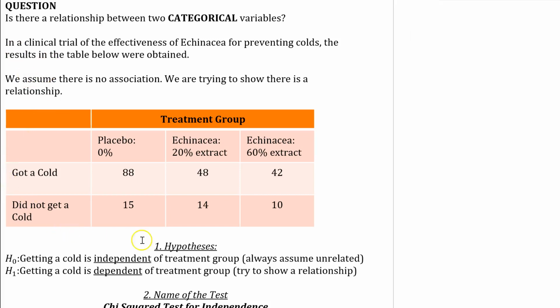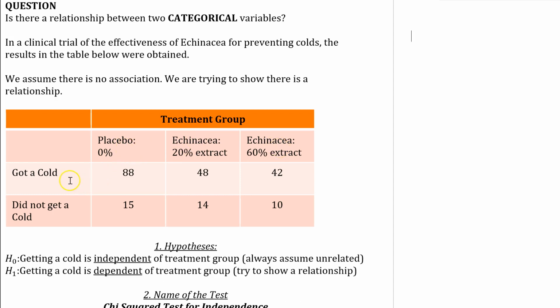So here we have a two-way table that has two categorical variables. We have a treatment group. So the first category is they get a placebo, they get a low dosage of echinacea, which is 20%, and they get a high dosage. So those are the three categories.